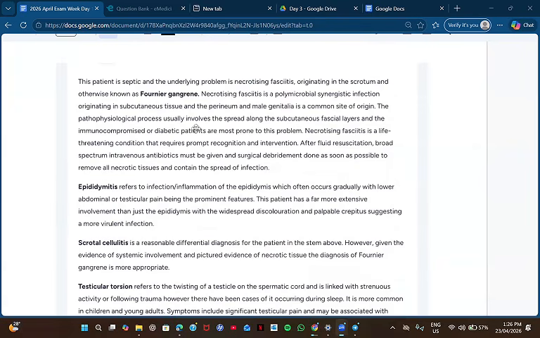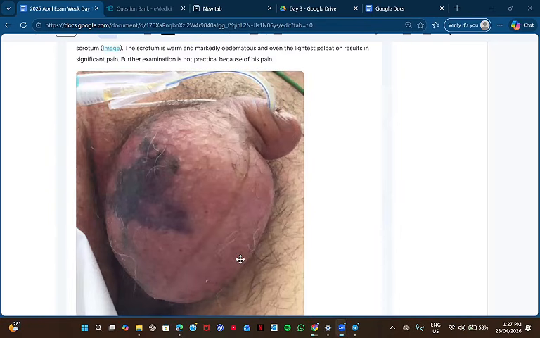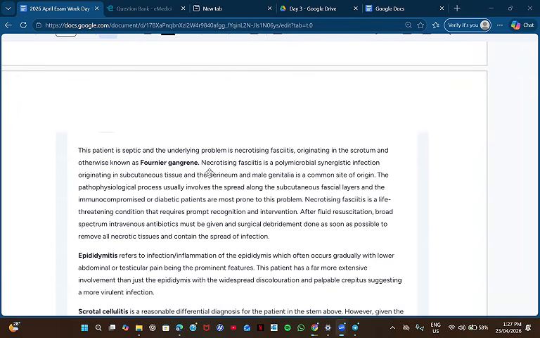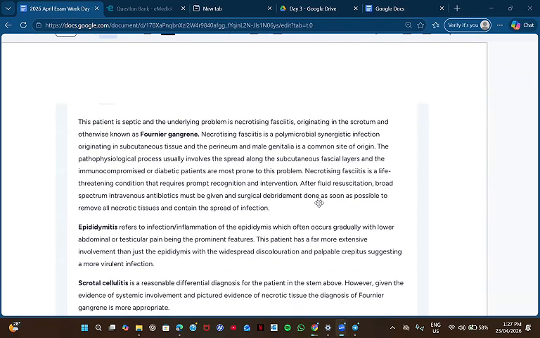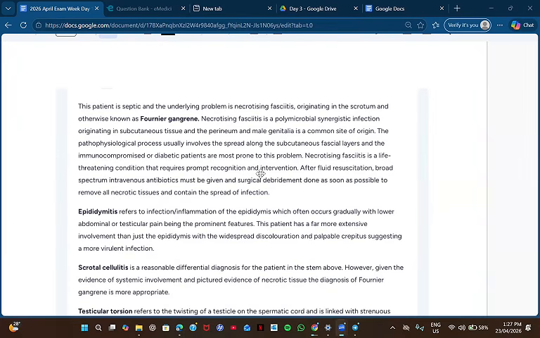So here, Fournier gangrene is a necrotizing fasciitis, a polymicrobial synergistic infection originating in the subcutaneous tissue, and the perineum and the male genitalia are a common site of origin. Very important. It's a necrotizing fasciitis, right? You can see the necrotic tissues here, right, doctors? Then the pathophysiology process usually involves the spread along the subcutaneous fascial layers, and immunocompromised or diabetic patients are most prone to this problem.